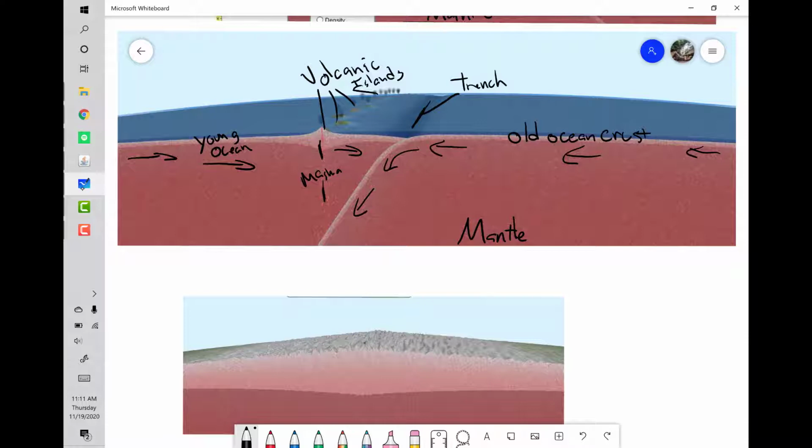So we can infer, based on the fact that the older crust here is the one that's subducted underneath, that it is most likely the denser of the two. That's why it subducts underneath.